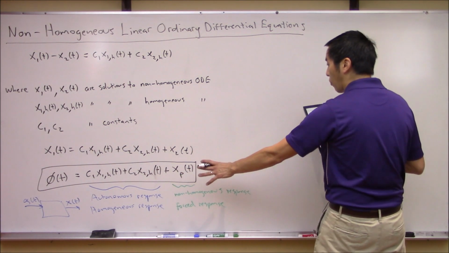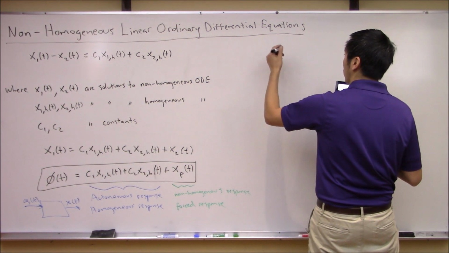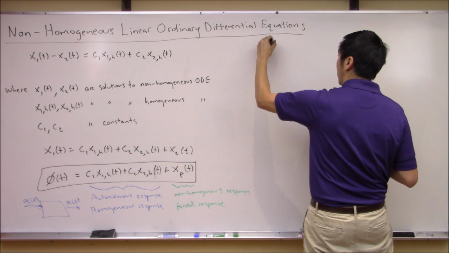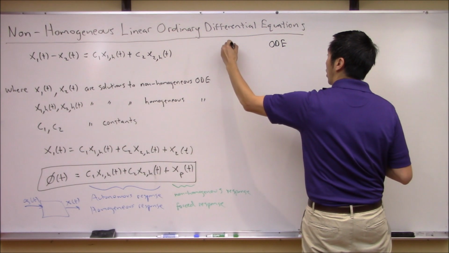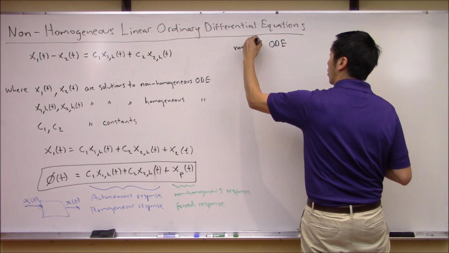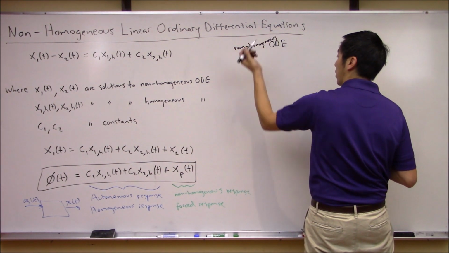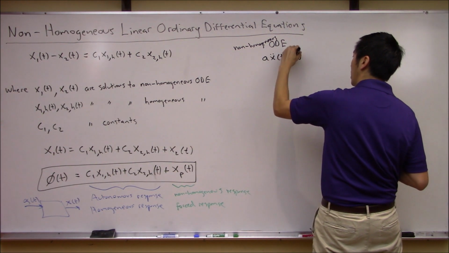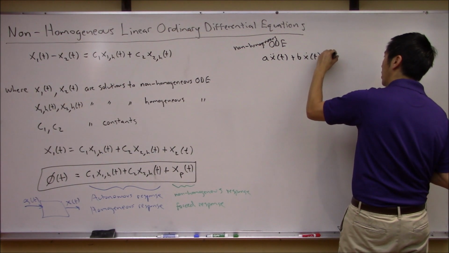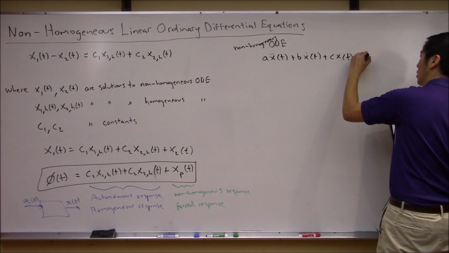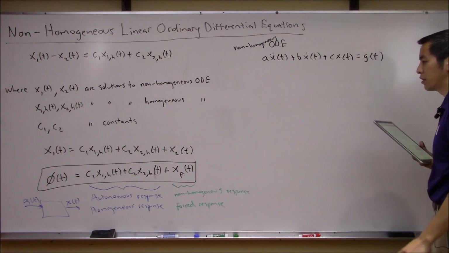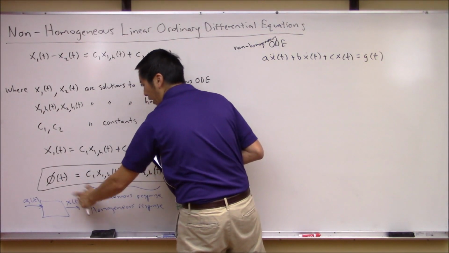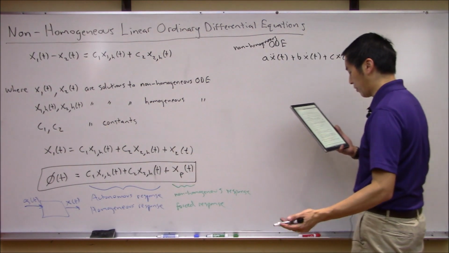So again, let's just quickly write this out. Maybe let's just go ahead and restate the ODE, the non-homogeneous one. We said this is something like a x double dot of t plus b x dot of t plus c x of t is equal to g of t. Right? That's what we're dealing with, okay? And again, we're solving for x, which I guess we call phi, or the total solution, or however you want to think about this.